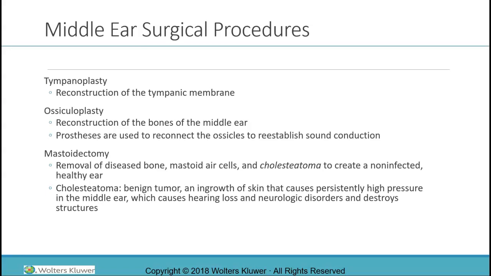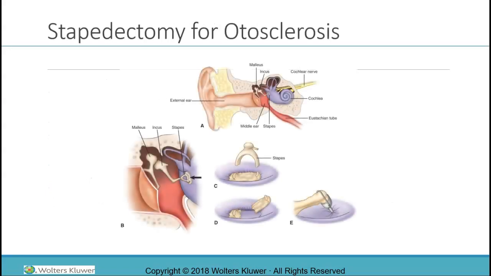They could have a cholesteatoma, and that's where there's a benign tumor or an ingrowth of skin that causes persistently high pressure in the middle ear and can cause some serious hearing loss if it's not managed aggressively. Here's just a quick little picture of the stapedectomy for otosclerosis, if you're interested.